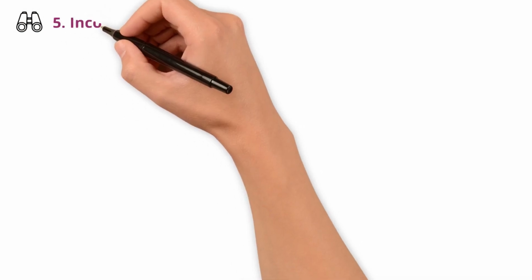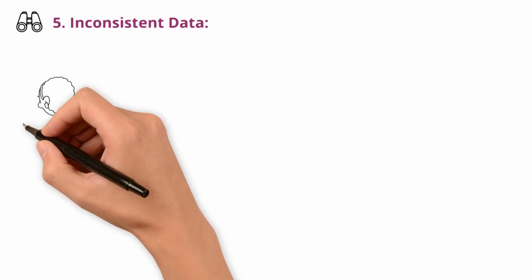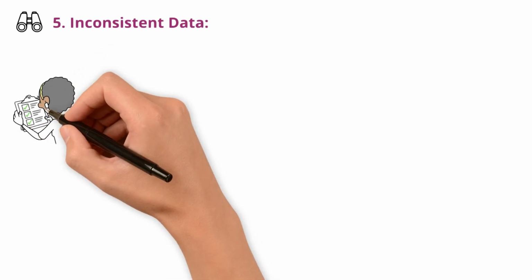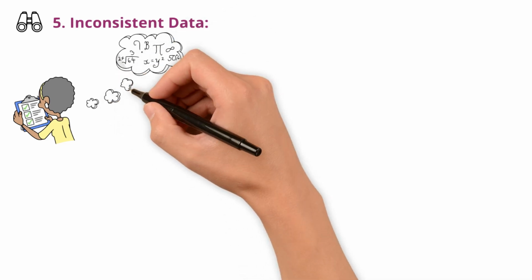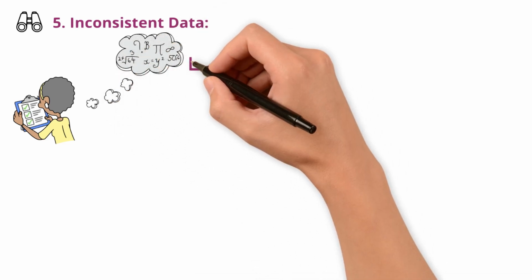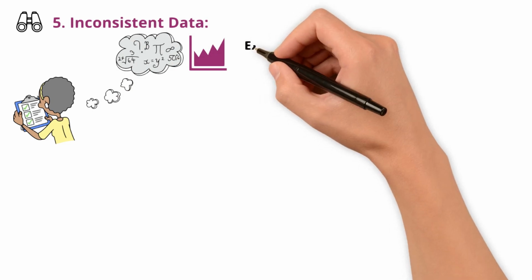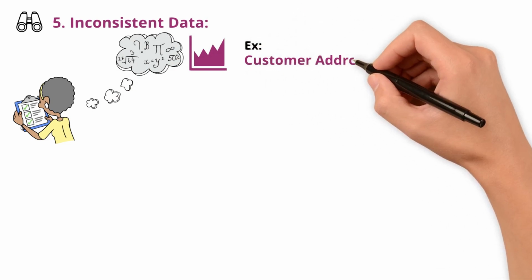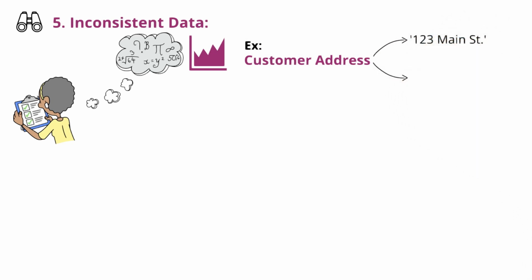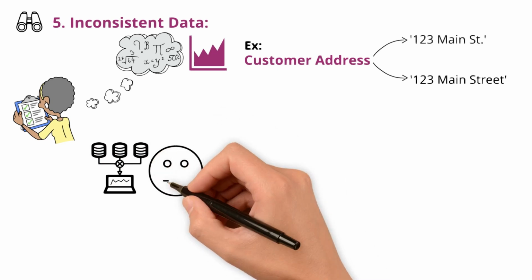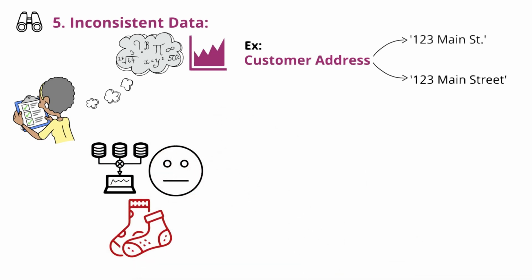Let's see what is inconsistent data. Even when data is found and accessible, it can still be problematic if it's not consistent. This means the same information is presented in different ways throughout the system. For example, a customer's address might be listed as 123 Main ST in one system and 123 Main Street in another.